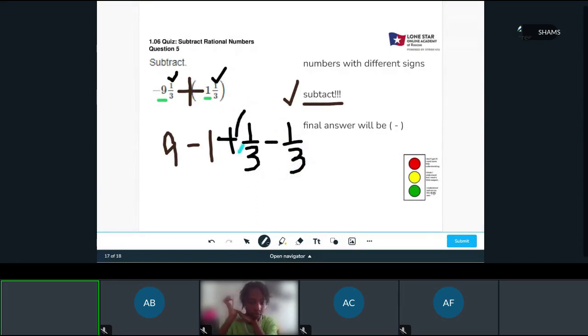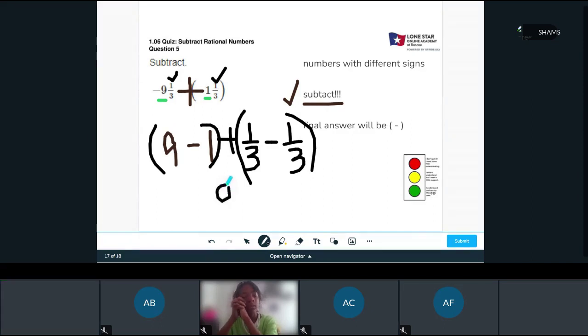So notice 1/3 minus 1/3 disappears and becomes a 0. 9 minus 1 becomes an 8. And ultimately you have 8 plus 0, and the answer should be 8. Right? Does that make sense or doesn't make sense? So the answer is supposed to be 8.